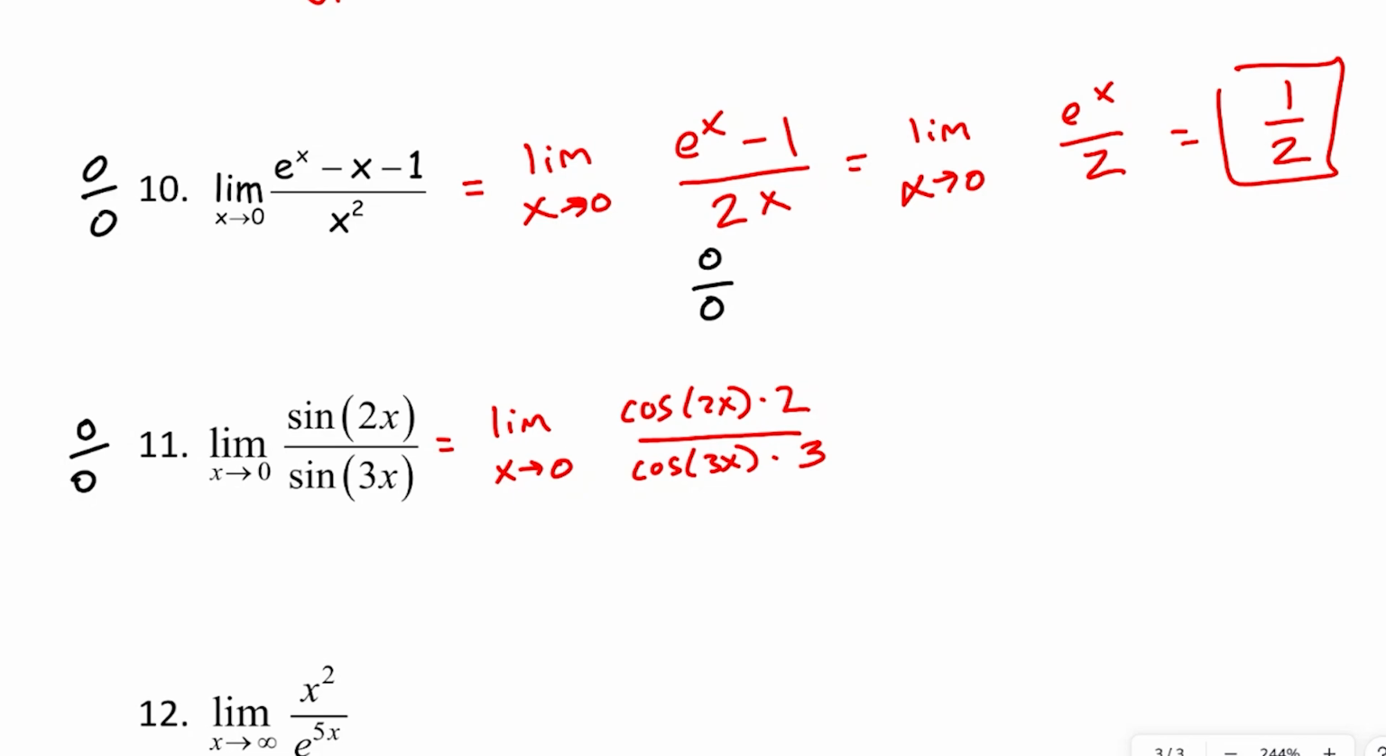Now I can plug in 0, because what's cosine of 0? 1. Right, if I just plug in 0, cosine of 0 is 1. So I'm going to have 1 times 2 over 1 times 3, which is 2/3.